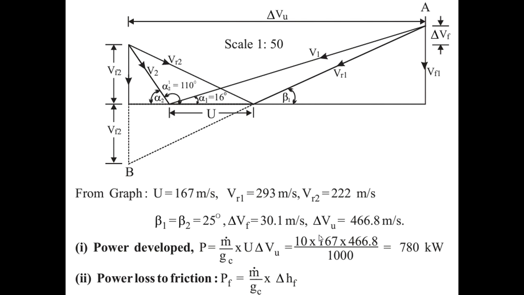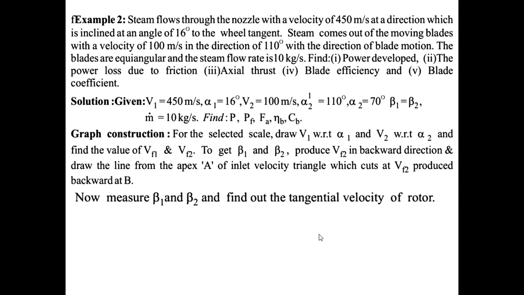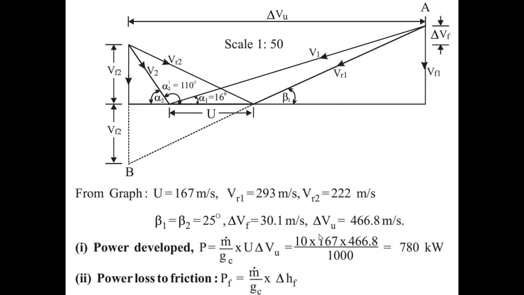Yes, sir. Thank you. So now once you get beta 1 and alpha 1 or u, these 2 points on the base or tangential blade speed at the bottom, now I can start drawing VR1 and VR2. In the question, the condition given is equiangular blades. You can see the question here. The blades are equiangular, beta 1 equals beta 2. But we don't know what the angle is.